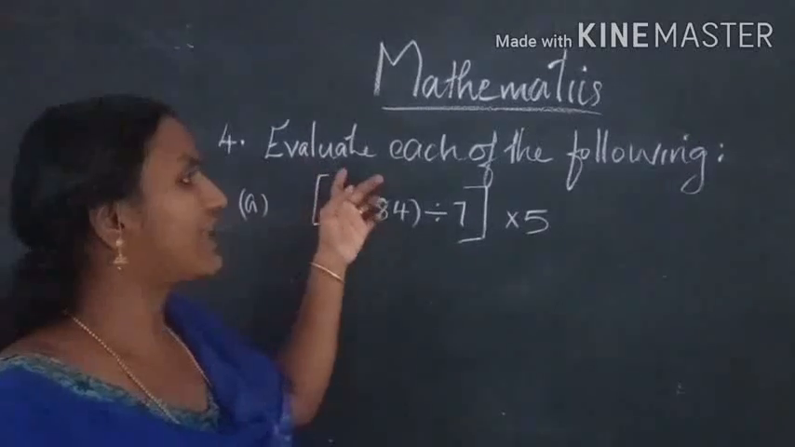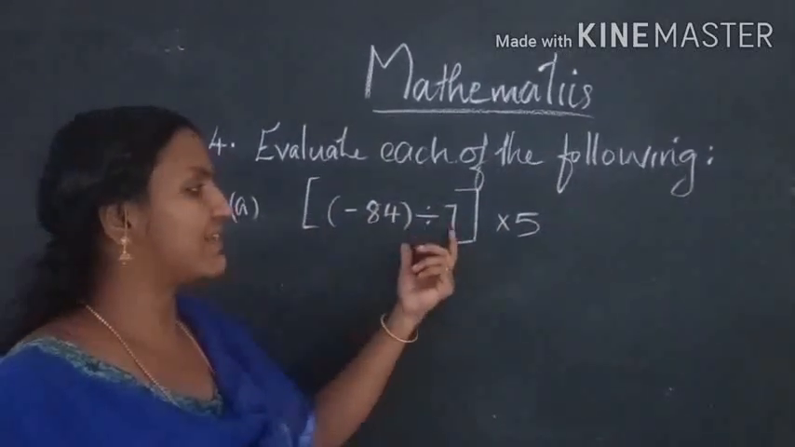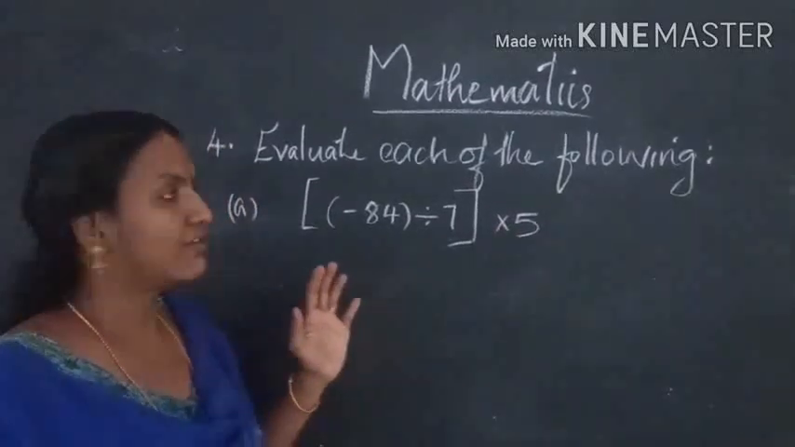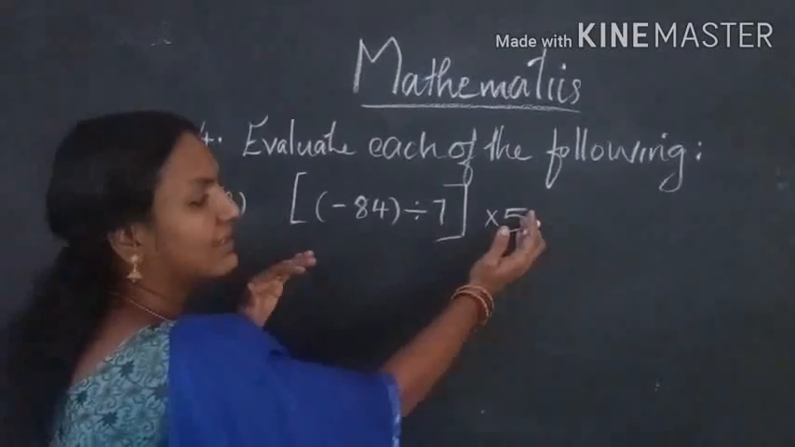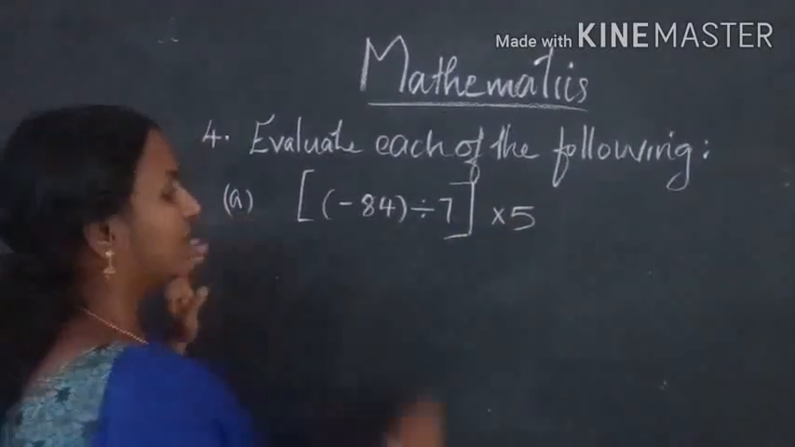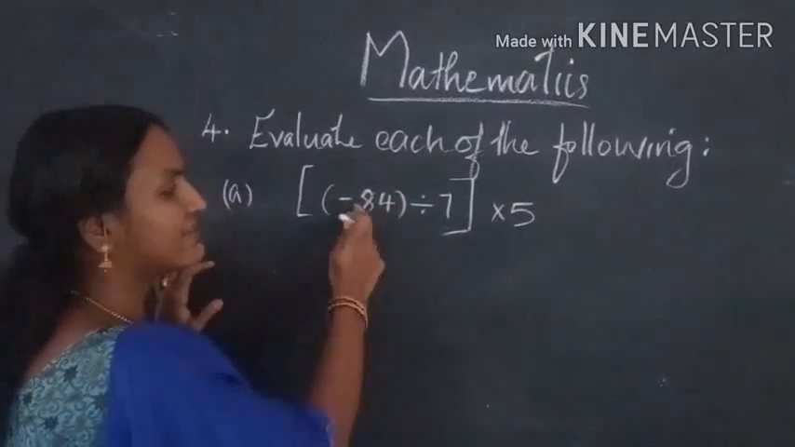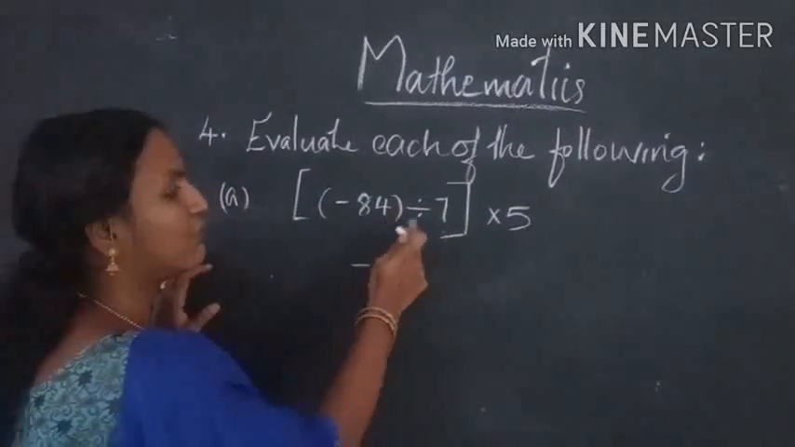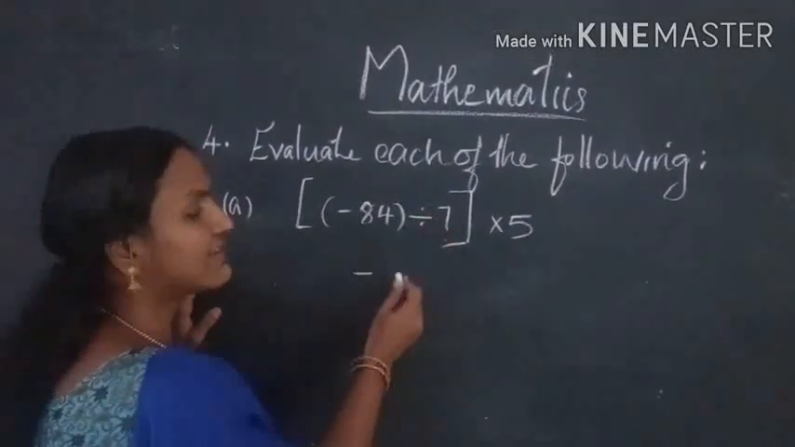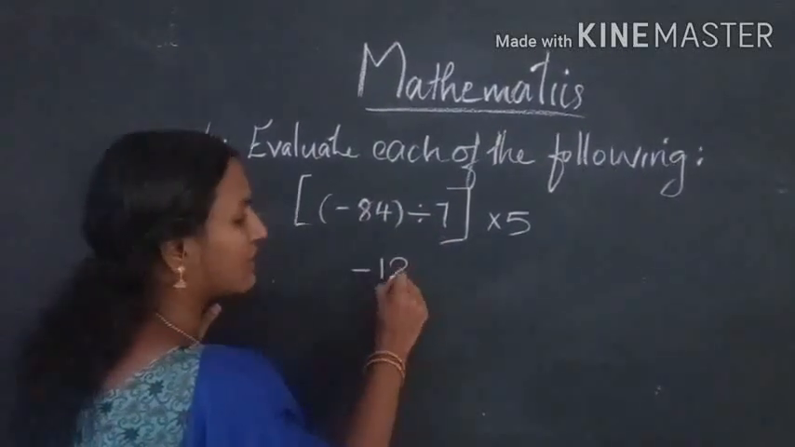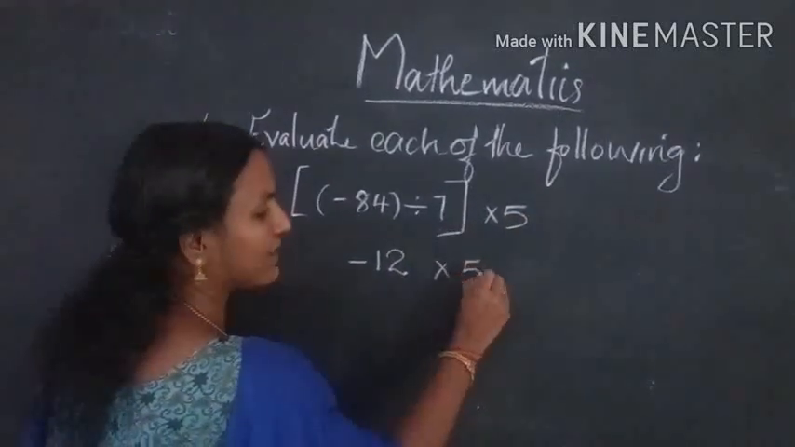Next question, evaluate each of the following. Minus 84 divided by 7 into 5. First we have to divide minus 84 by 7, then multiply by 5. Minus 84 divided by 7: minus divided by plus is minus. 84 divided by 7. How many 7s are in 84? 12. Minus 12. Then into 5.